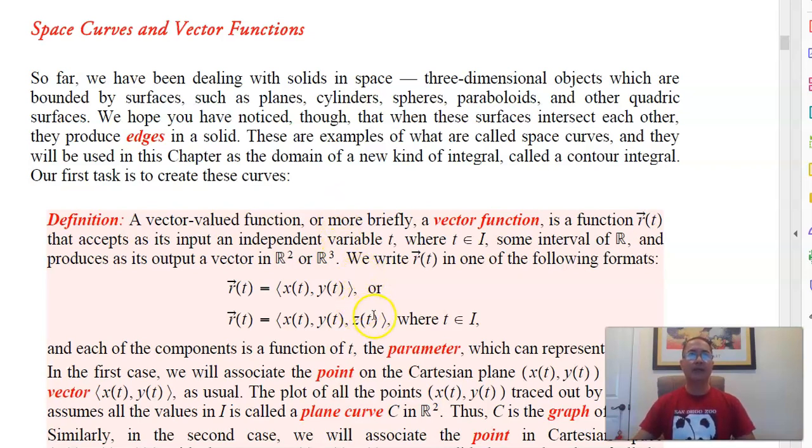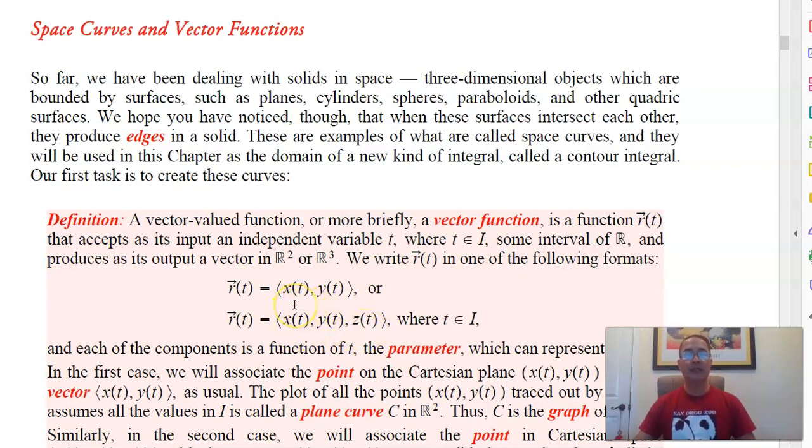How do you create a curve on the plane or in space? We will need a vector function. Again, the notation is r of t. Who is this t? It's an independent variable, and it will be from some interval of R. Maybe it's all real numbers. That's the best possible scenario. The output of this vector function, as the name implies, is a vector either in R2 or in R3.